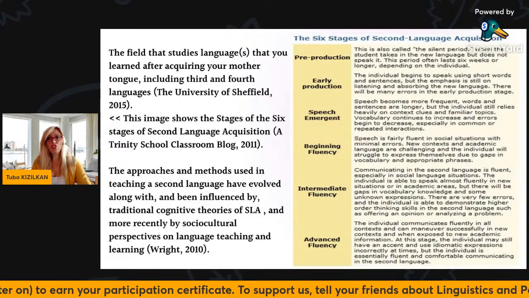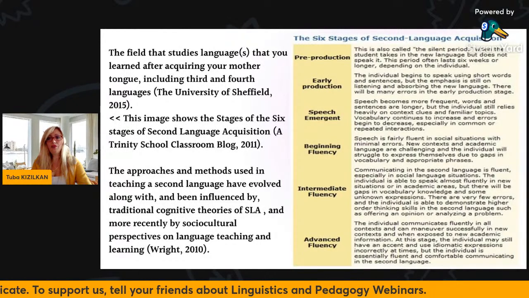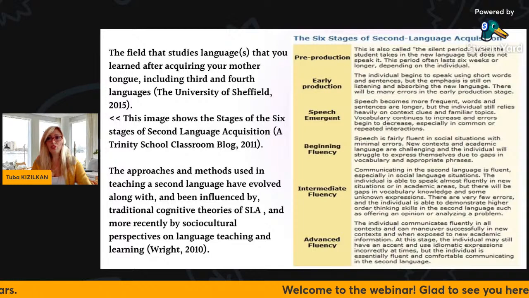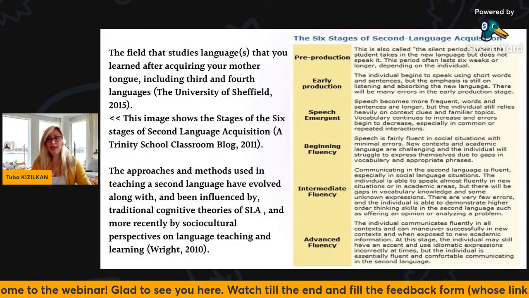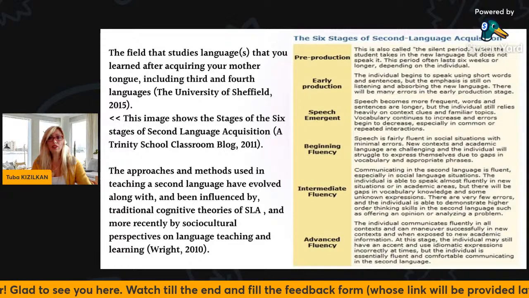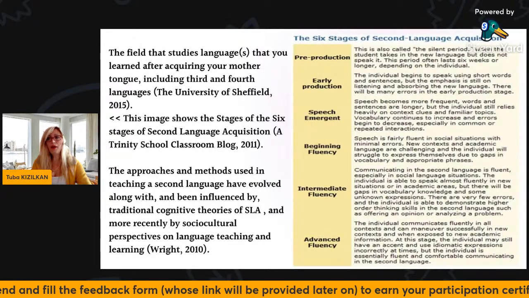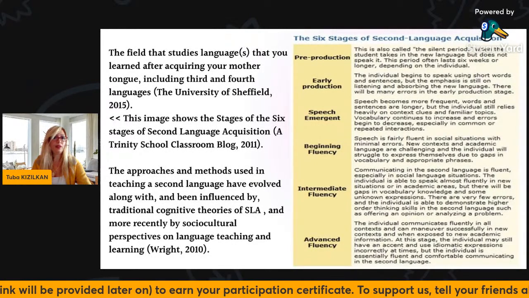And the last stage is called advanced fluency. In this stage, a learner can successfully maneuver in new contexts, and when exposed to new academic information, he or she can communicate fluently, almost in all contexts. At this stage, the learner may still have an accent and use idiomatic expressions incorrectly at times, but the individual is essentially fluent and comfortable communicating in the second language.